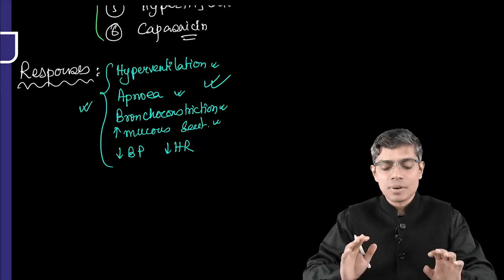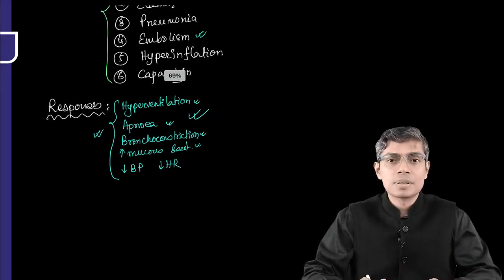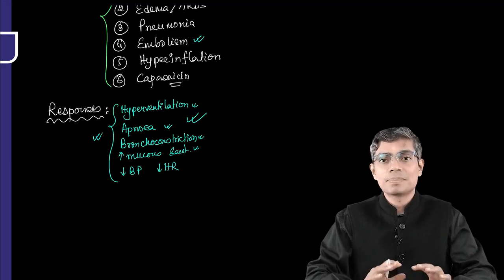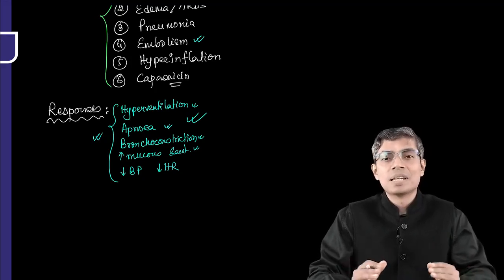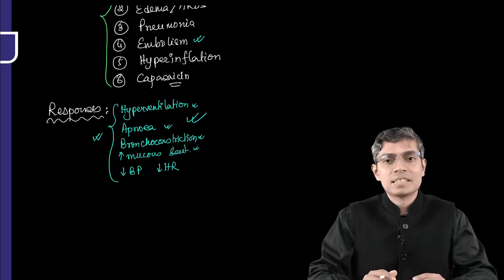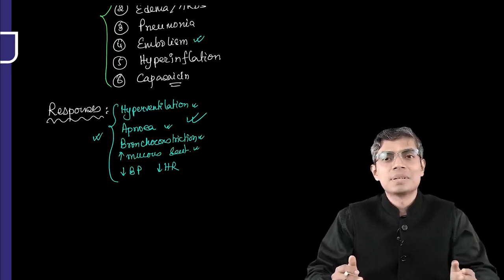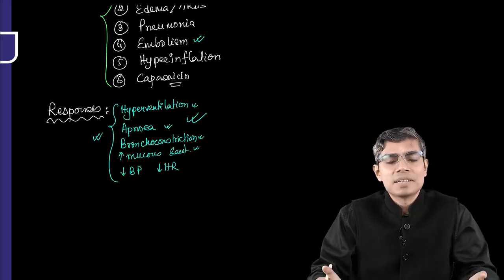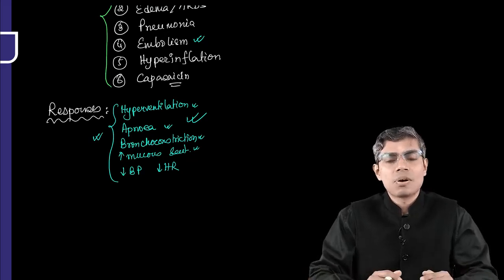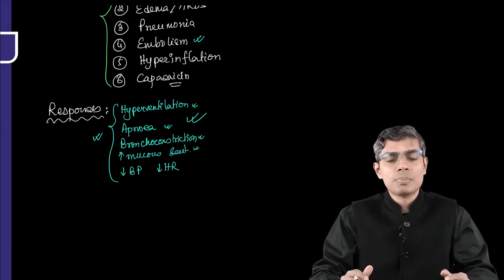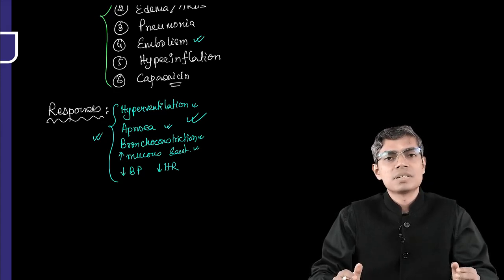So this way you have to remember that J receptor is activated in various pathological conditions, and whenever this receptor is activated, dramatic symptoms like hyperventilation, bradycardia, apnea can happen. So this is all about your control of breathing, or control of your respiration.